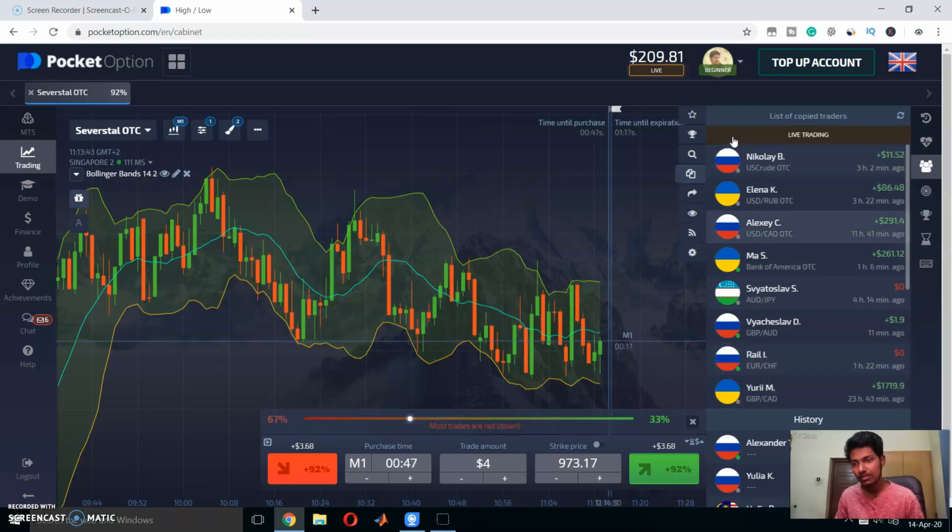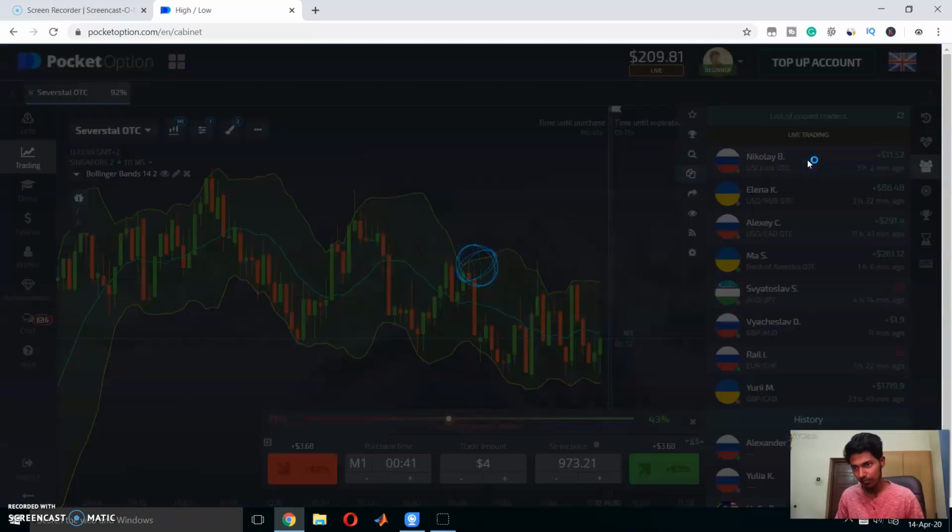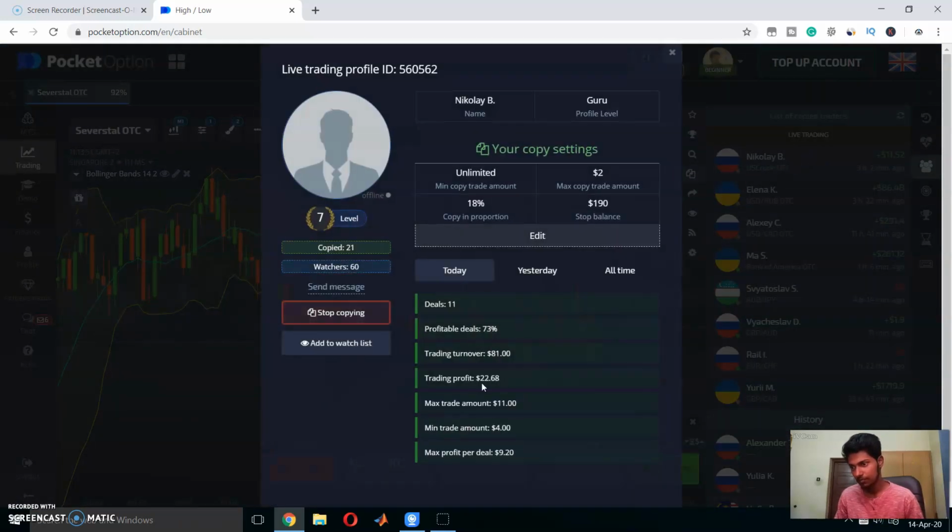So these are the traders I have copied today, and as you can see, these are their turnover for today, their profile, and I have copied 18% of their trades. That is, each time they make a trade, 18% of their trades will be copied to mine. That is, if they are making a $100 trade, $18 will be copied from my account, and the trade amount will be $18. And I have made that the maximum amount does not exceed $2.